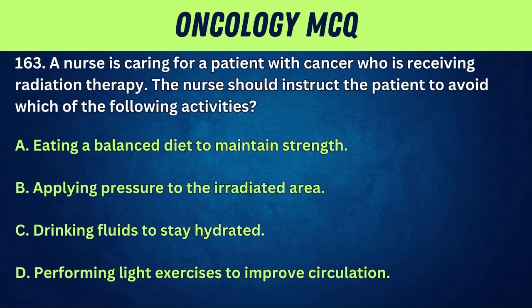163. A nurse is caring for a patient with cancer who is receiving radiation therapy. The nurse should instruct the patient to avoid which of the following activities? A. Eating a balanced diet to maintain strength. B. Applying pressure to the irradiated area. C. Drinking fluids to stay hydrated. D. Performing light exercises to improve circulation.